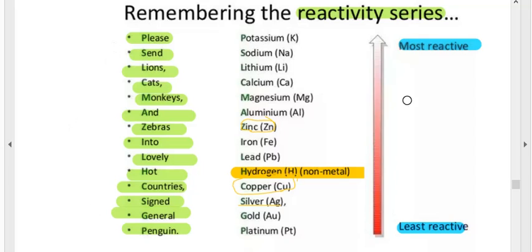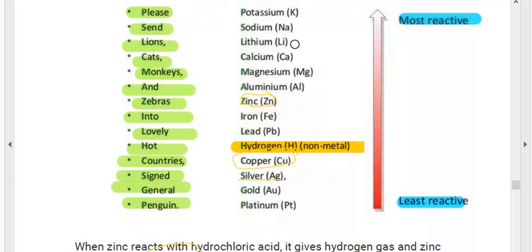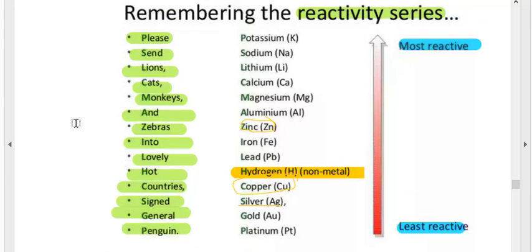So I think all of you have memorized the reactivity series, the names of the elements, the symbols of the elements, and the atomic numbers of the elements 1 to 30. I think you have memorized them, and it is very important for you because this is the root of chemistry, very necessary.